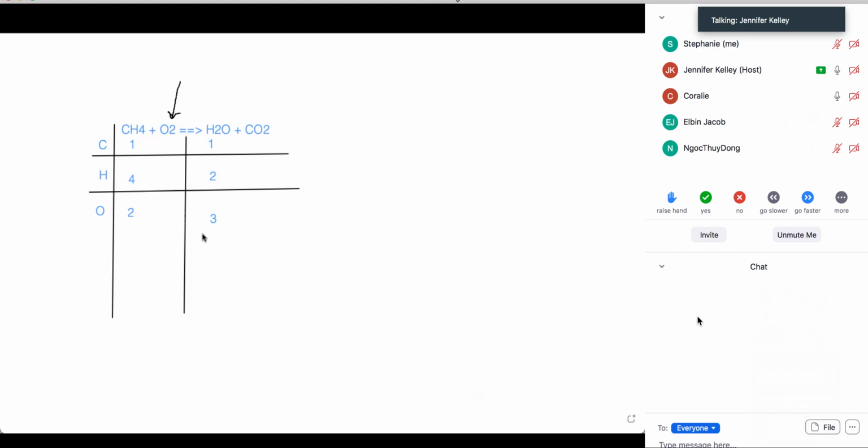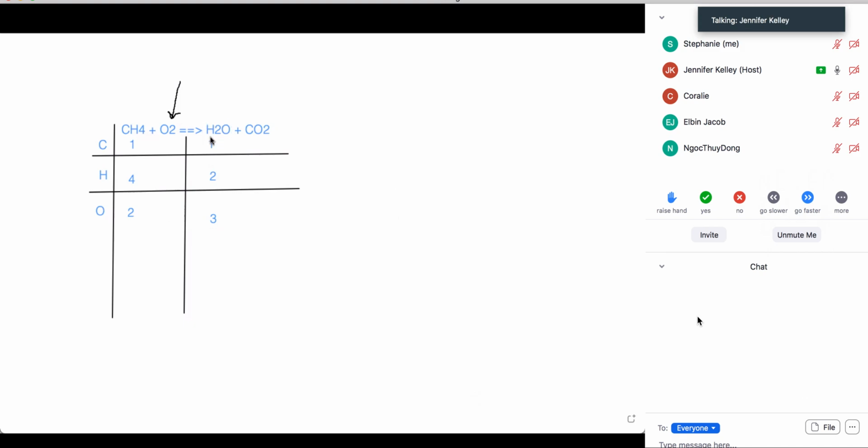Okay. So is that kind of like, how would we go about making them even? Yes. Okay. Yeah, we'll do that with this one. And then we'll do one that's a little more difficult after this. Okay. All right. So for this one, I see the carbon's already balanced. My hydrogen, I have 4 on the left and 2 on the right.